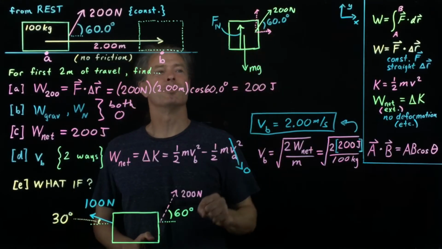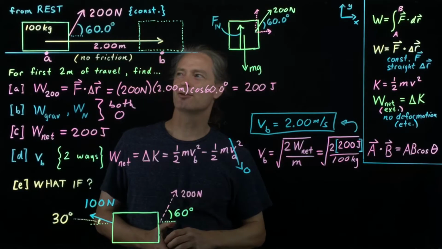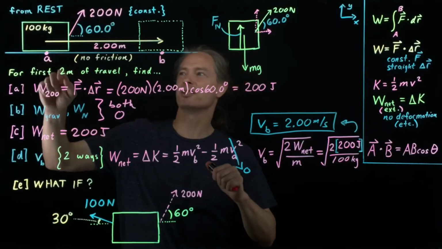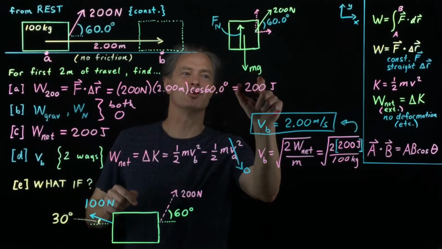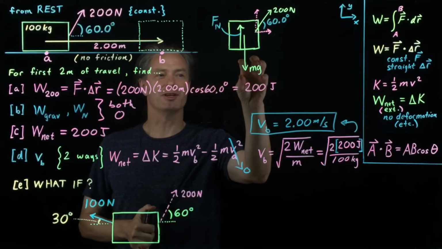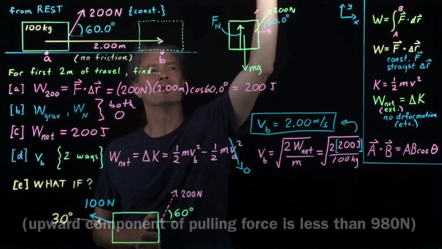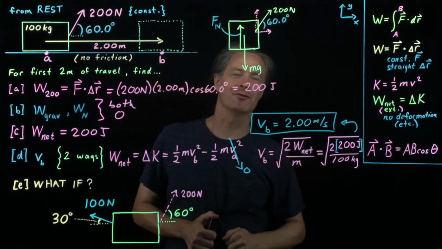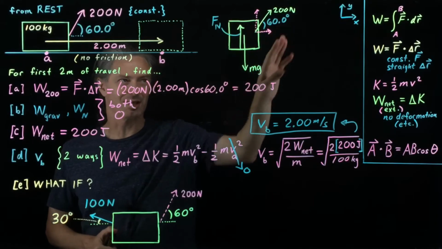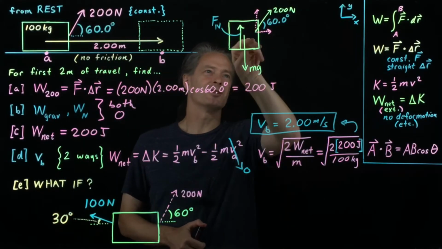The vertical component of the pulling force is less in magnitude than the downward gravitational force. Downward gravitational force has magnitude 100 kilograms times g. g is 9.8 meters per second squared. So this would be 980 newtons. That's a lot less than this, so the crate will not be lifted off the horizontal surface. And the only acceleration that's going to happen is to the right. So all we have to worry about is our acceleration in the x direction.